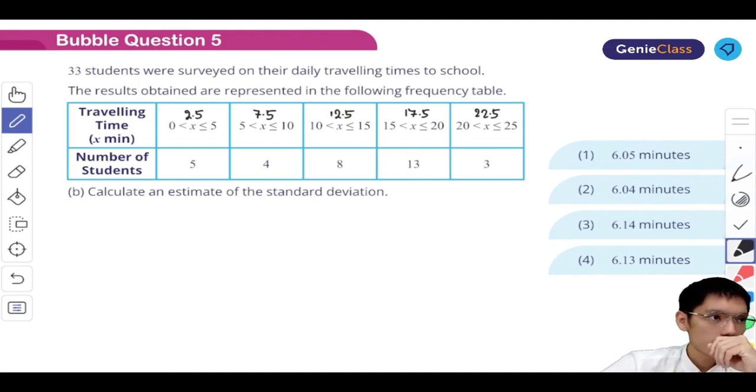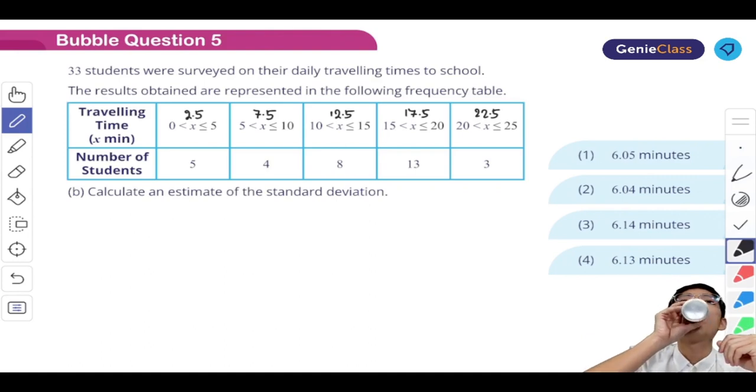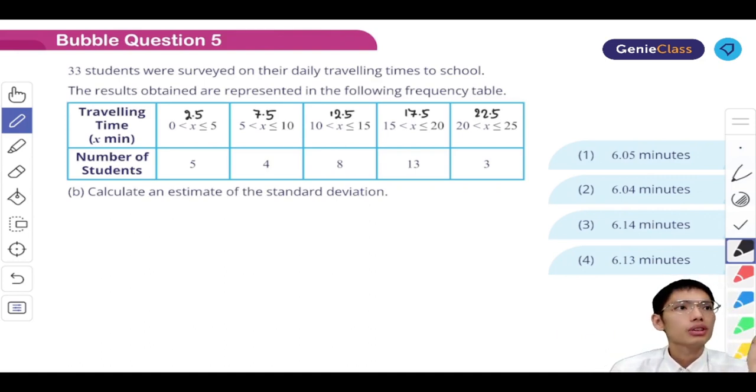Last 30 seconds. Last 23 seconds. Right, so for those who are actually manually calculating, you realize time over here might be a bit of a constraint, but for those who have a calculator, you realize this might be very quick. Okay, last 10 seconds I have over here.